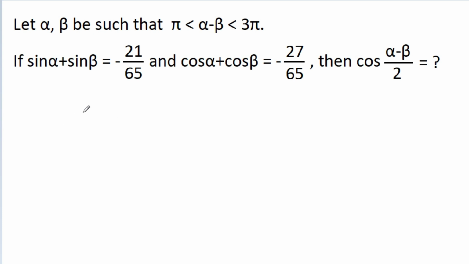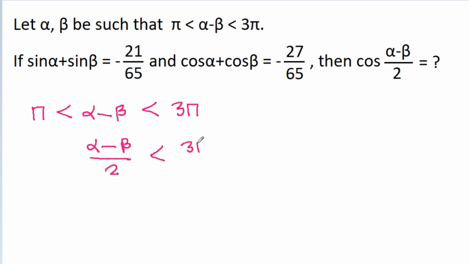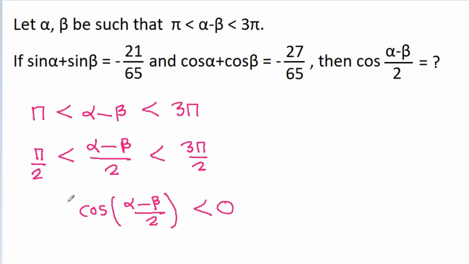So we are given alpha minus beta is less than 3 pi and greater than pi. So (alpha minus beta) by 2 will be less than 3 pi by 2 and greater than pi by 2, and hence cos of (alpha minus beta) by 2 will be negative.